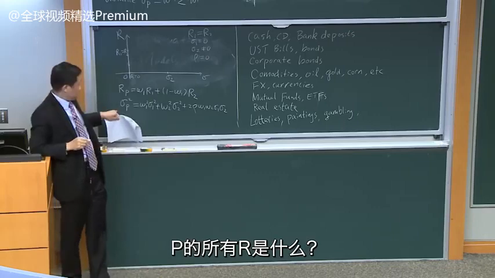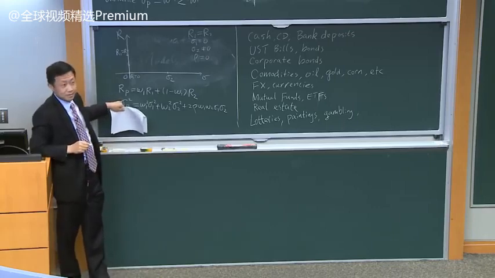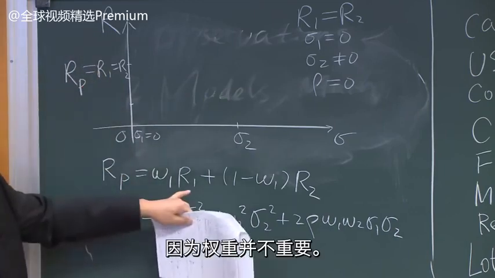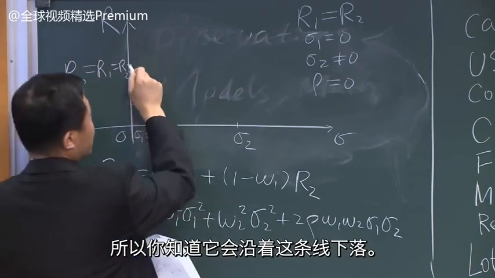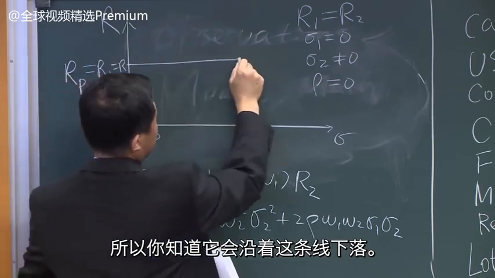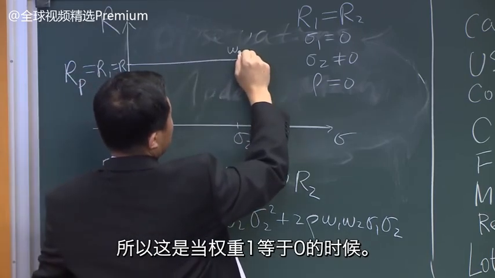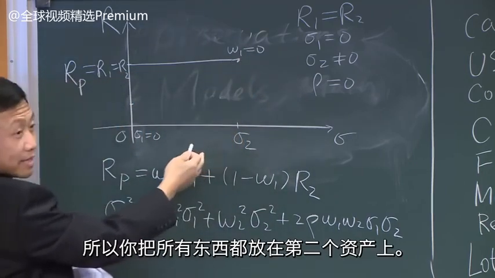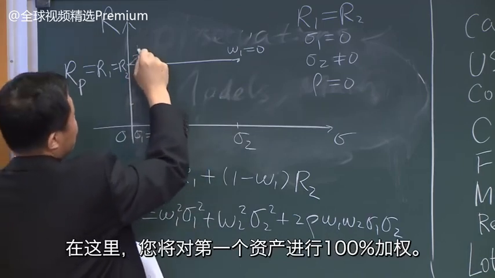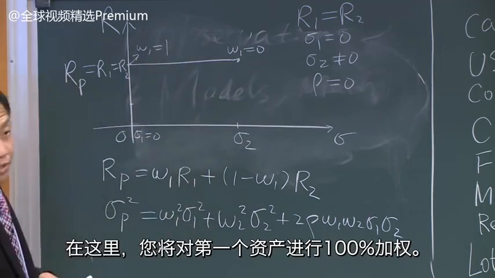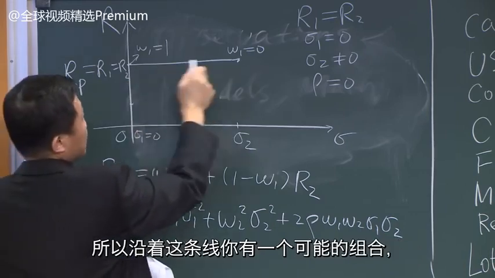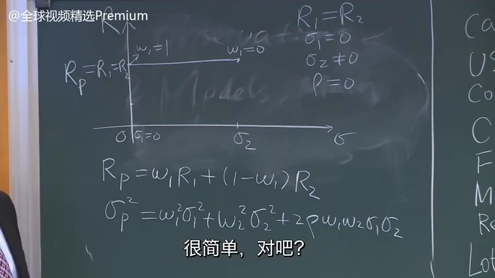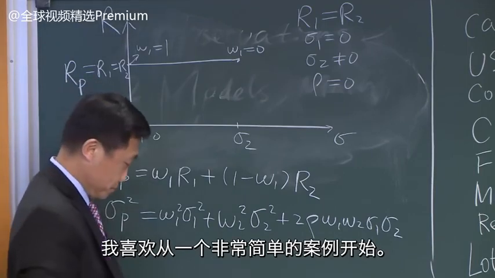What is R of P? It's R, right? Because the weighting doesn't matter. So it's going to fall along this line. So here is when weight 1 equal to 0, so you weigh everything on the second asset. Here, you weigh the first asset 100%. So you have a possible combination along this flat line. So very simple, right? So I'd like to start with really a simple case.